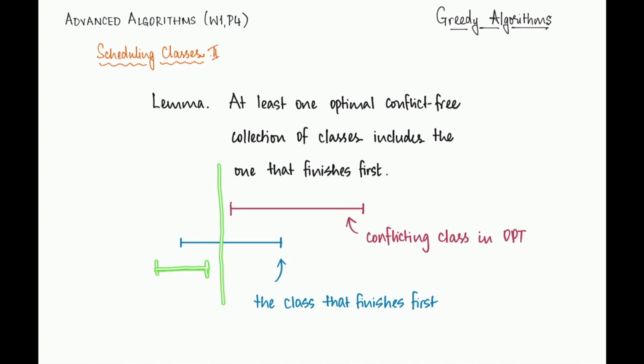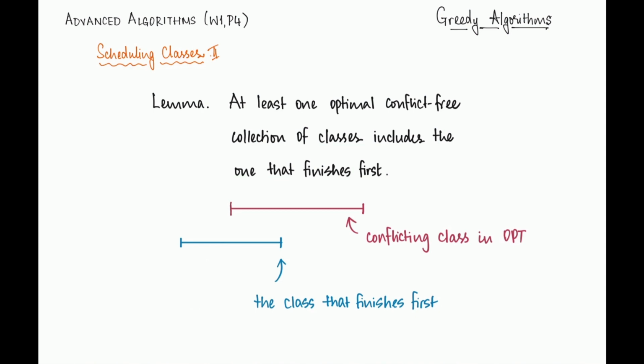Well, this is not possible because the blue class is the class that finishes first. And if we did have an interval like this one, then it would mean that we have another class which finishes before the blue one does, contradicting the way that we defined the blue interval in the first place. So we have this situation where your optimal solution has exactly one interval that conflicts with the interval of interest, which is the one that finishes first.